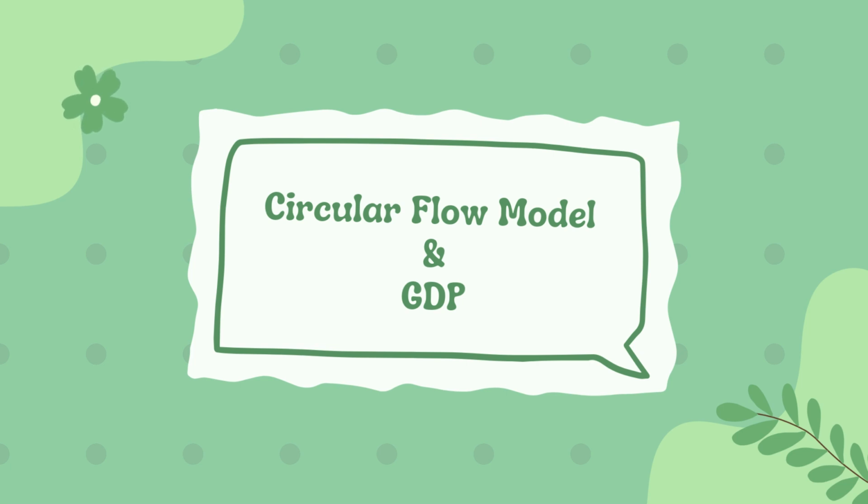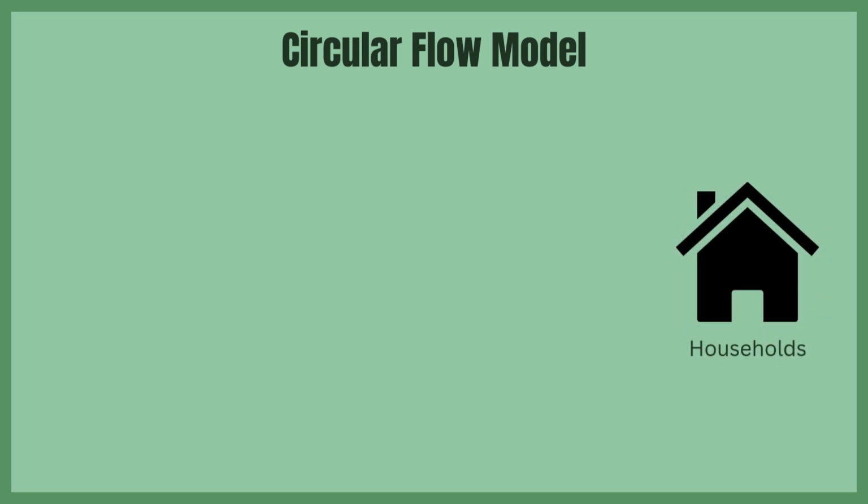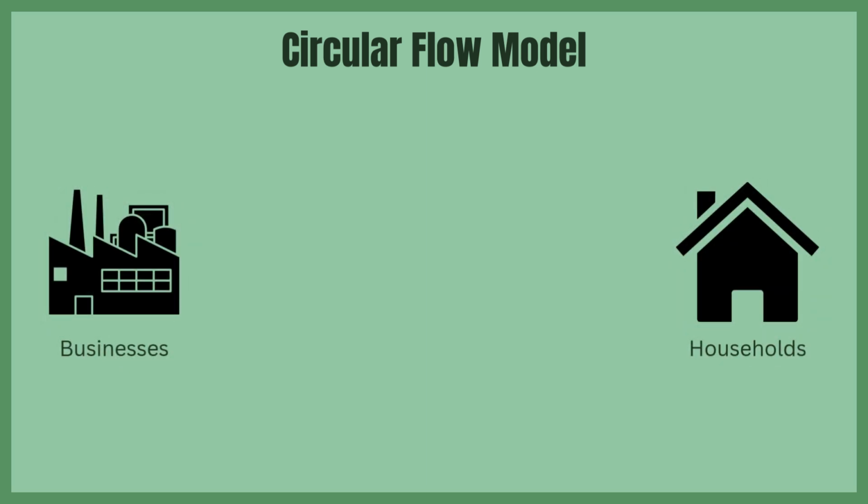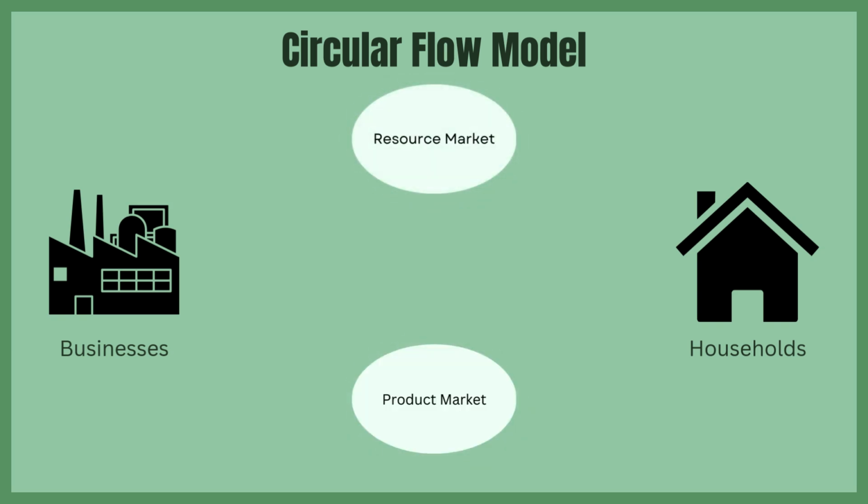Today we will talk about the circular flow model and GDP. Let's get right into it. The circular flow model illustrates the flow of money, resources, and products throughout an economy. In a simple circular flow model, there are two economic actors, the households and the businesses. There are also two distinct markets, the product market and the factor or resource market.